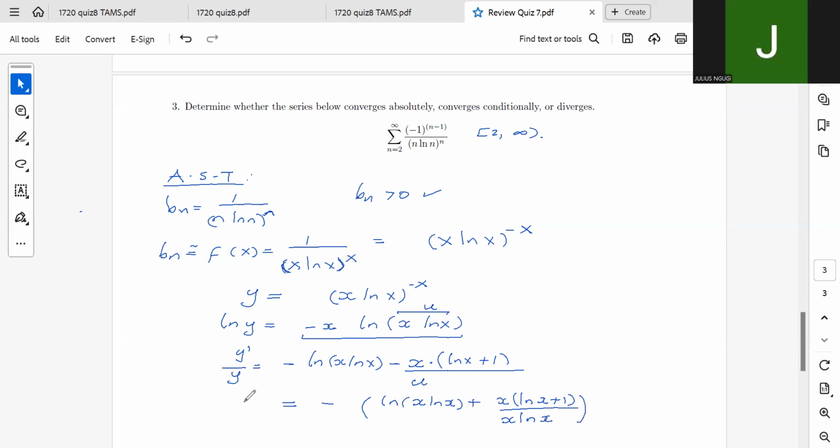And this is y prime over y. If you multiply by y on both sides, you find that y prime equals all that is inside here multiplied by y, and the y function was x ln x to the power of minus x. So this function is decreasing because it's negative already.